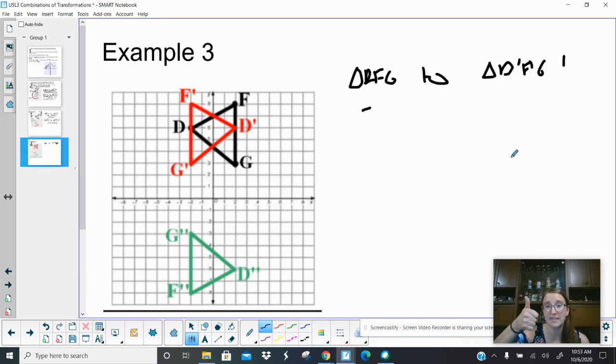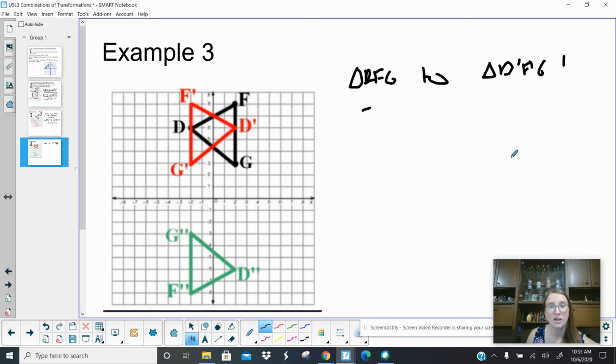If the points stay in the same order, that's a translation. If the points mirror each other, that's a reflection. And if the points do not mirror each other, but don't stay oriented the same way, that is a rotation.